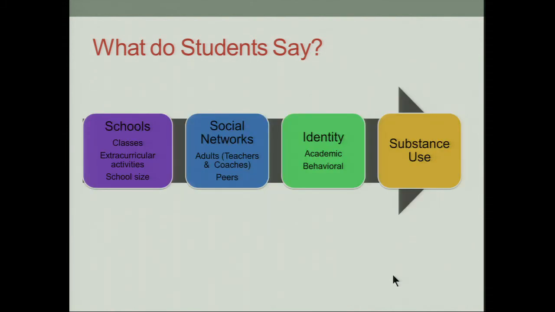So in general, youth describe this process where specific aspects of their school environment influence their relationships with their peers and school-related adults like teachers and coaches. Those relationships impacted their academic and behavioral self-concepts, which went on to affect their decisions around substance use.